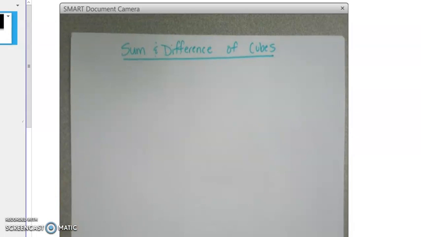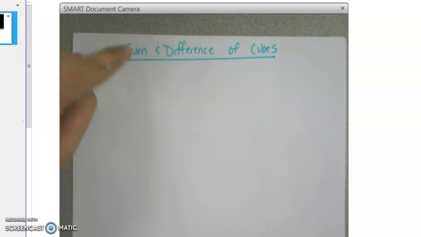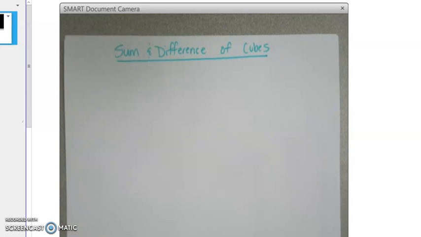So there are actually two formulas for this one. We already did difference of squares. This one has sum and difference of cubes. So there's going to be a sum formula and a difference formula. So let me go ahead and get started with those.